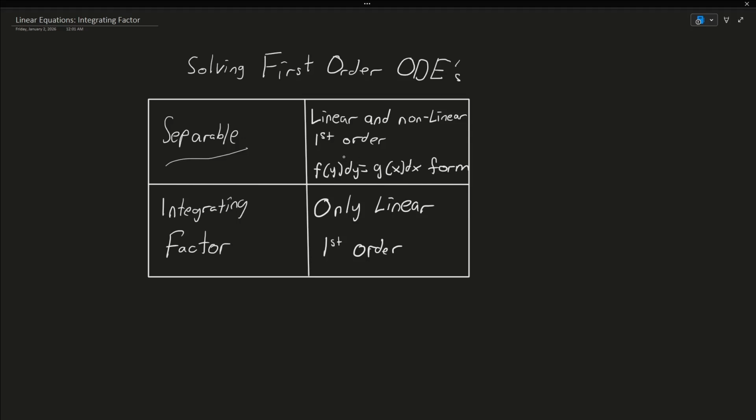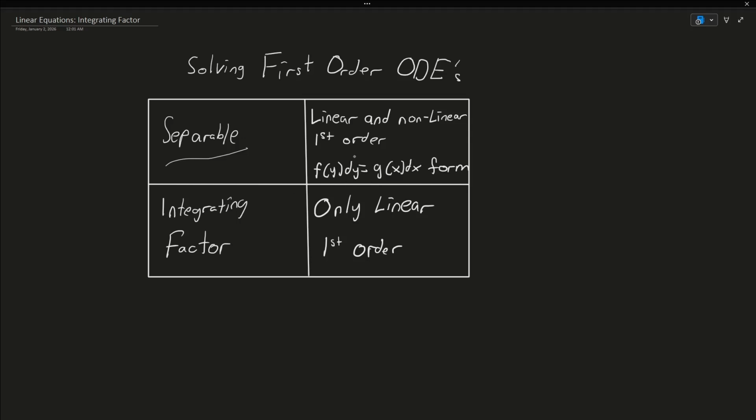They must be first order equations, and the ultimate format is f of y, a function of y, dy equals a function of x dx. So you ultimately want the x terms on the right hand side, or the left, it doesn't matter, with the dx attached to it, and on the left hand side you want the y terms attached to the dy. If you're able to create this form, you can integrate both sides and finally solve the differential equation.